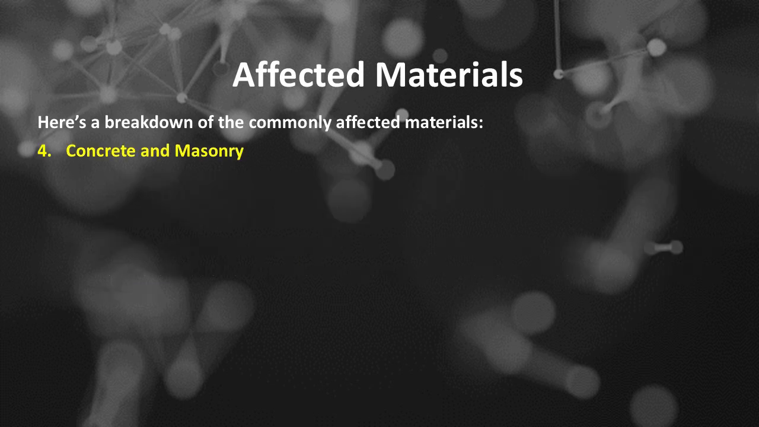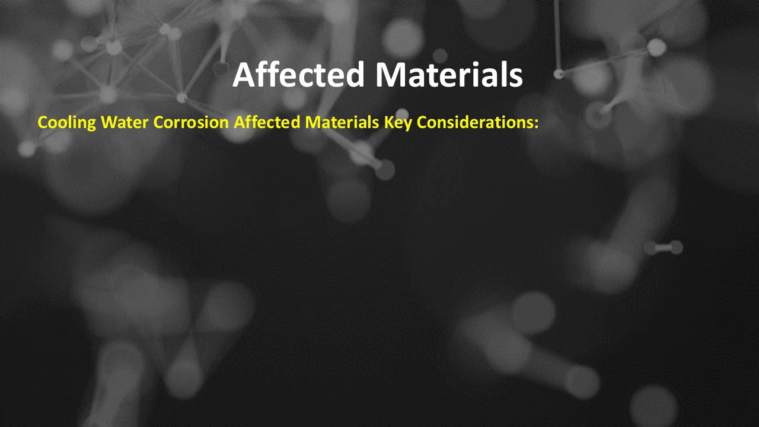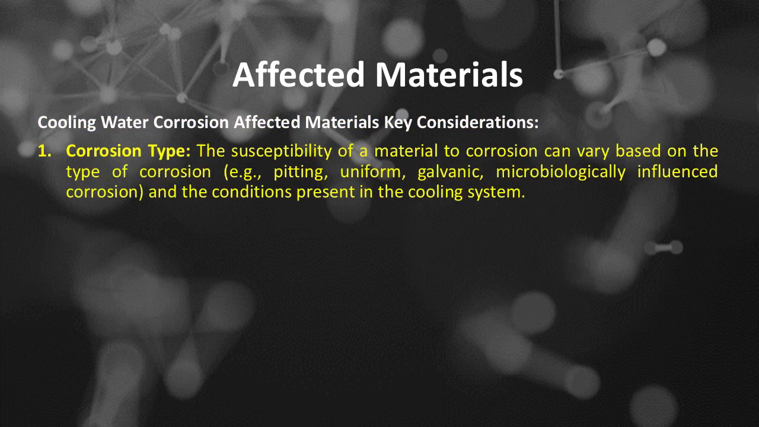Number 4 of the commonly affected materials is concrete and masonry. Reinforced concrete, while not a primary component of cooling systems, concrete structures can suffer from corrosion of reinforcing steel, rebar, due to water infiltration, especially in the presence of chlorides. Cooling water corrosion affected materials. Key considerations. Number 1, corrosion type.